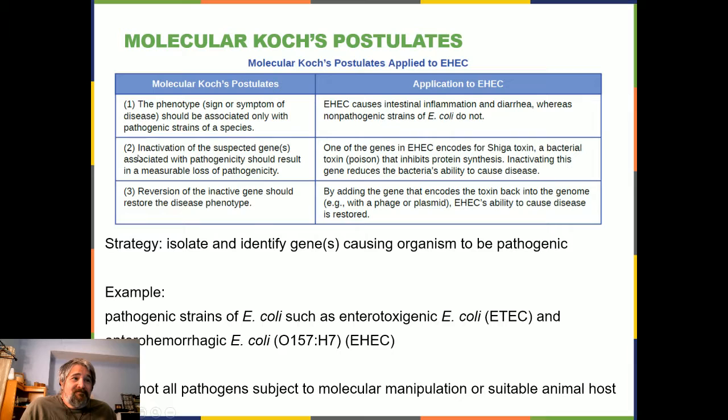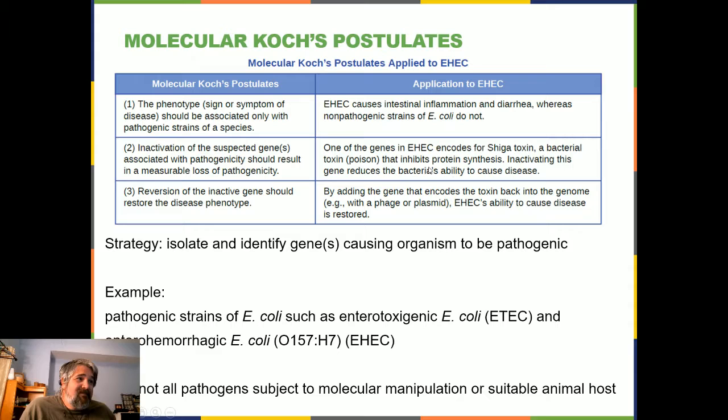All right, postulate two: the inactivation of the suspected genes associated with pathogenicity should result in a measurable loss of pathogenicity. This is behind everything that we do that involves gene knockouts for any kind of metabolic capability or activity. Inactivating the genes either in real time with some kind of a silencing strategy or by flat out deleting them from the organism's genome, and a few things in between. So, one of the genes in the enterohemorrhagic E. coli encodes for the Shiga toxin, and inactivating that gene reduces the bacteria's ability to cause disease.